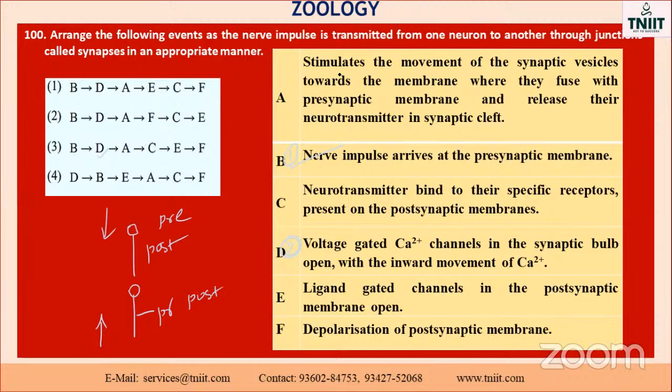The third one is A, stimulate. This one is the third, this is the fourth, this is the fifth, and the sixth one is depolarization, which is the last one. Where is the last one? All the options have it. So B is the first one and F is the last one.